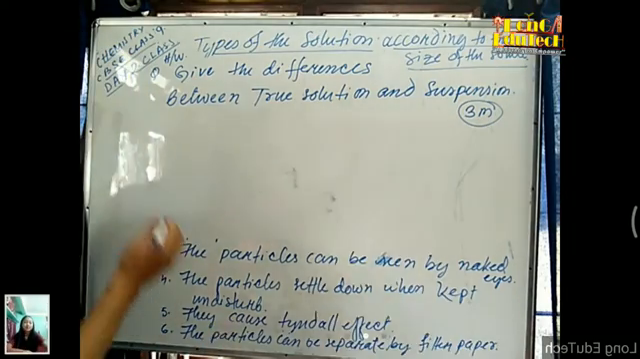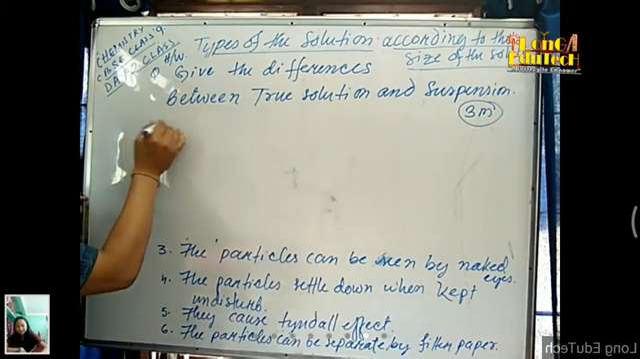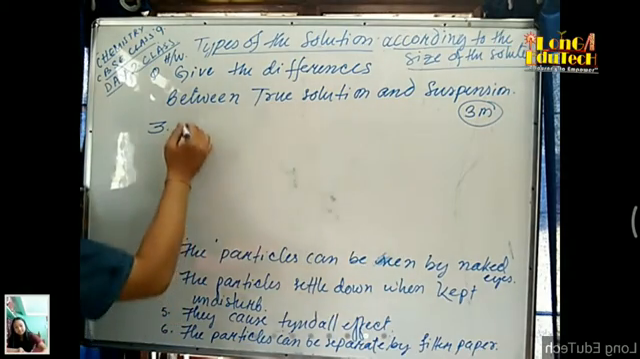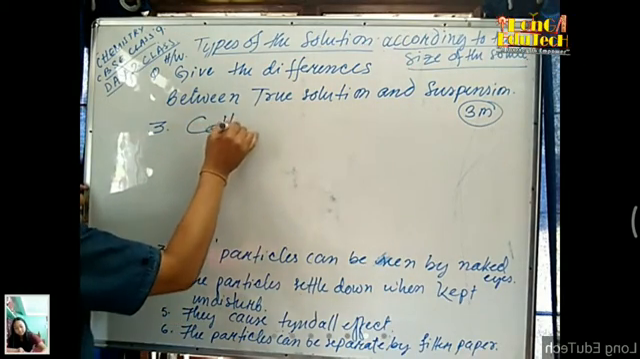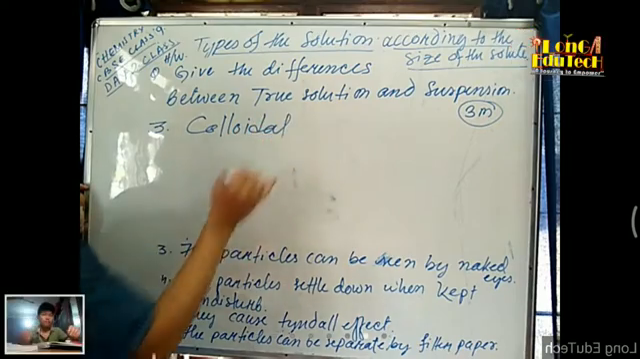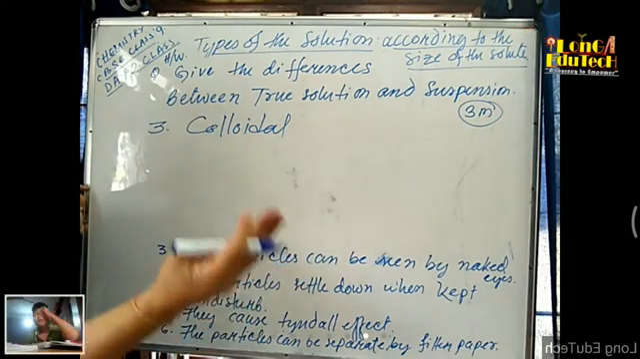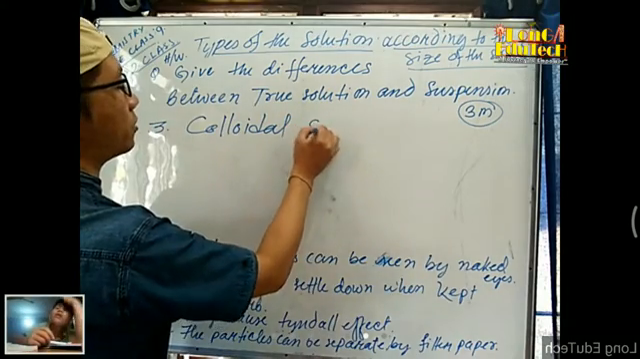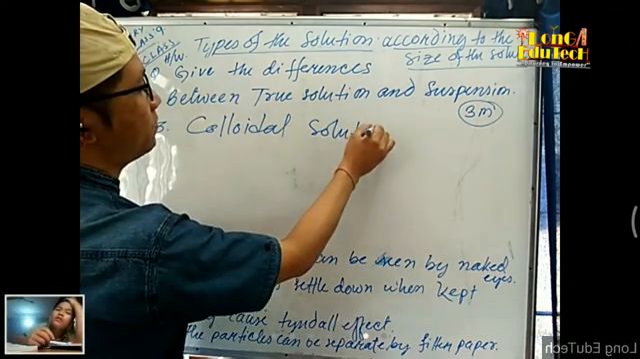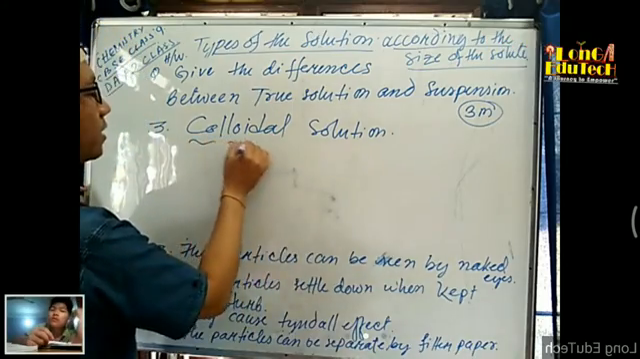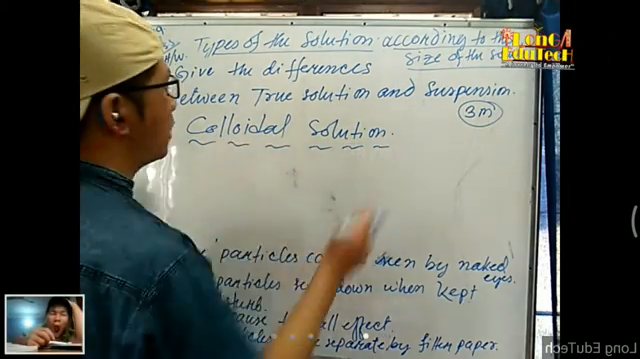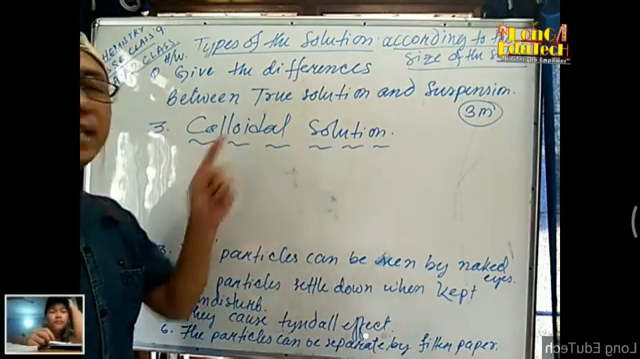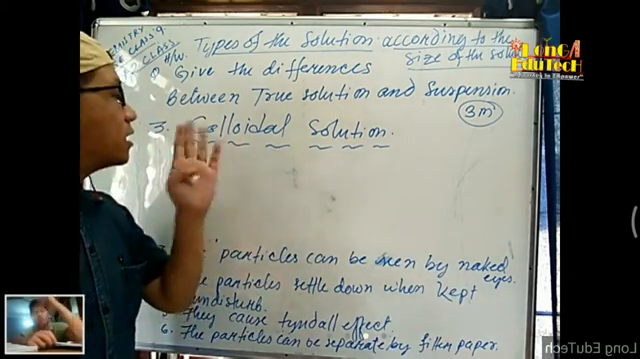Okay, so now the third type of solution is, what is that? Colloidal. True solution, suspension and colloidal. Colloidal solution we can say, or simply we can call it a colloid or colloidal. Sometimes you will get the name colloid, COLLOID. Or I just say colloidal solution.